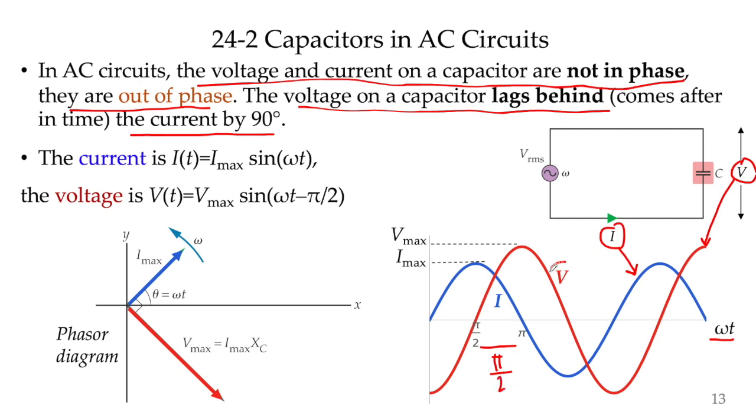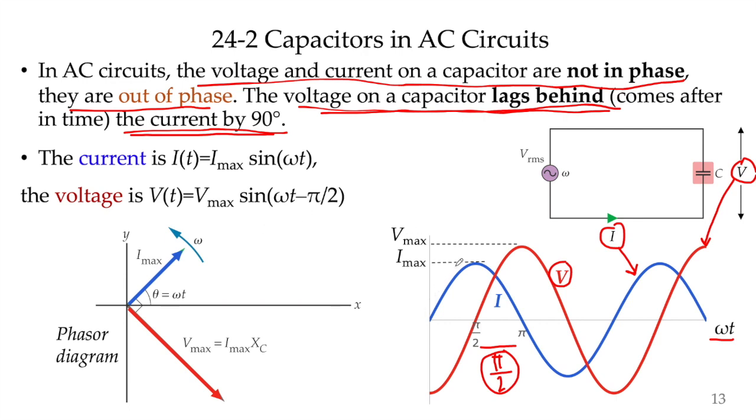So the voltage comes later, right? That's why we say the voltage on a capacitor lags behind the current by 90 degrees. You can see that here, the difference in phase between the voltage and the current is 90 degrees, or pi over 2 radians.